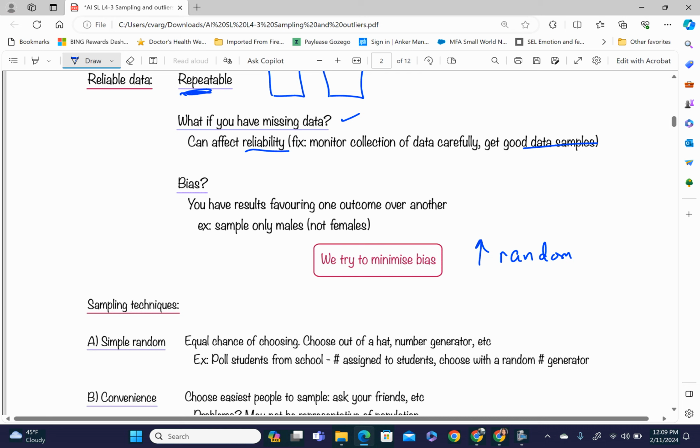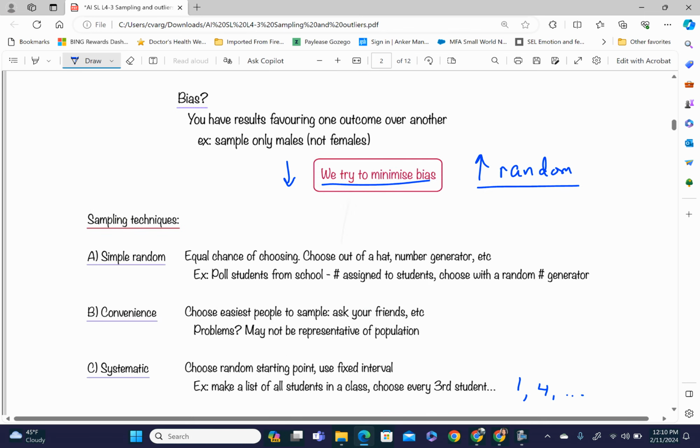Bias is favoring one outcome over another. So if you're polling people and you notice that you are only sampling males and not females, then that is biased, okay? Because you need to get a representative of the population. So we try to minimize bias. This is very similar to Algebra 2, by increasing the randomness. So the more random it is, the less bias there is. The less bias there is, the more random it is, okay?